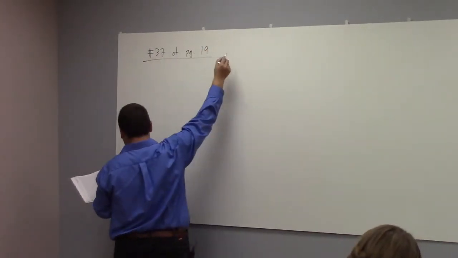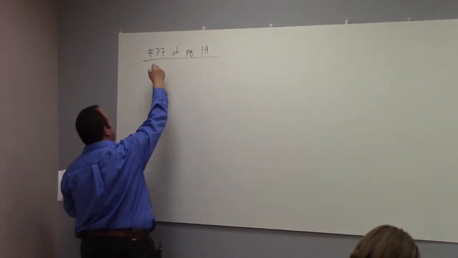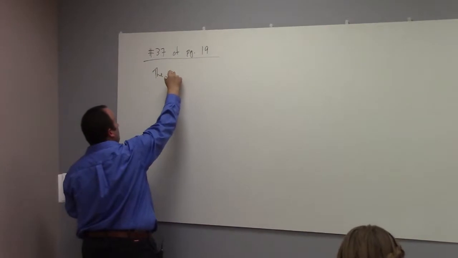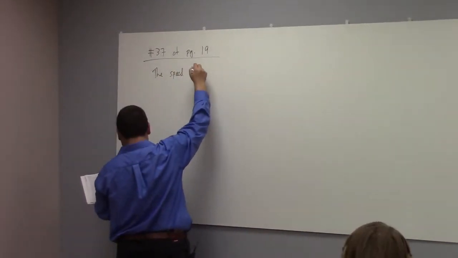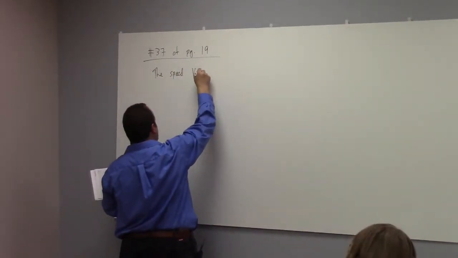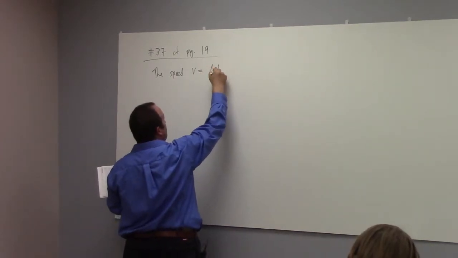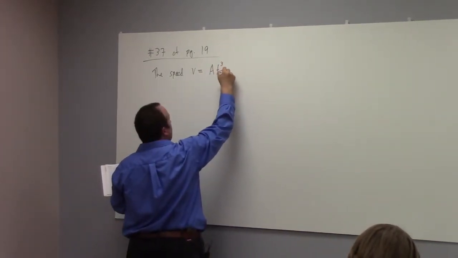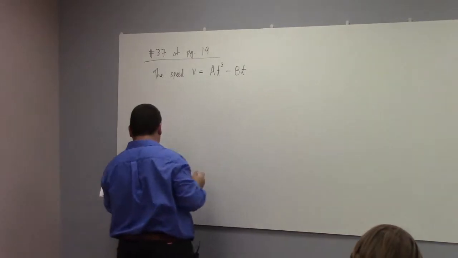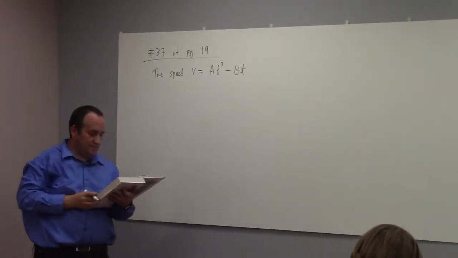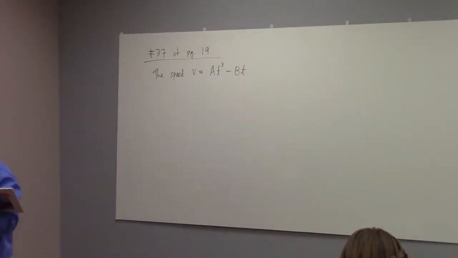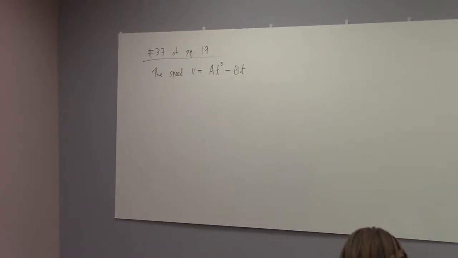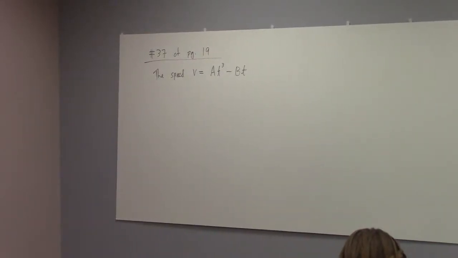page 19. So the question is, it says the speed, v, is equal to at cubed minus bt, right? Where t refers to time, it says what are the dimensions of a and b, and what are the SI units for the constants a and b, all right? So what was your, did you have a specific question about that, or you just don't know where to start? Or okay.